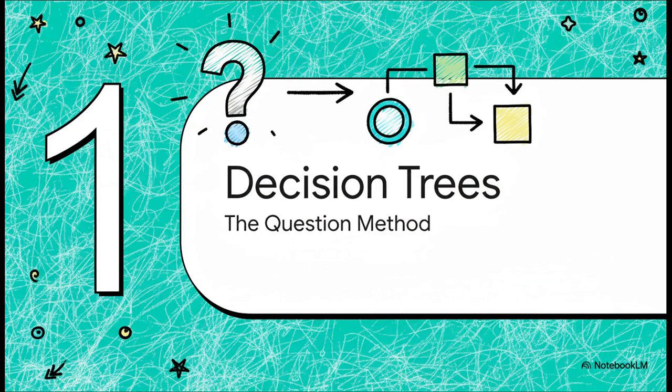All right, our first method is probably the most intuitive one you can imagine. Seriously, think of it like a game of 20 questions. You try to figure out what something is just by asking a series of simple yes or no questions. That is exactly how a decision tree works.